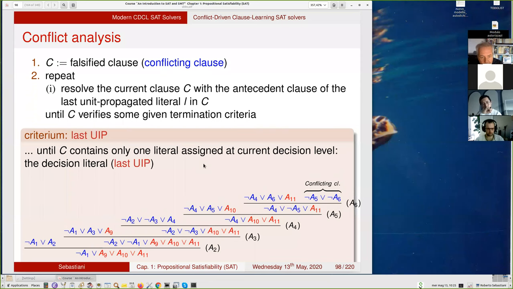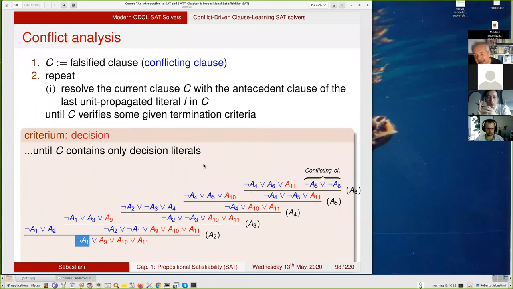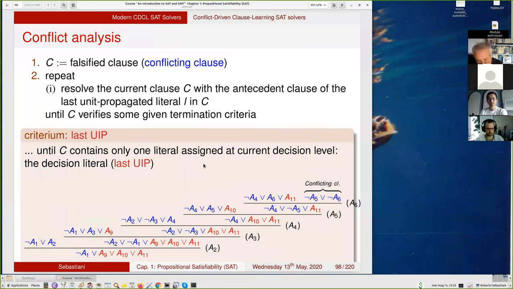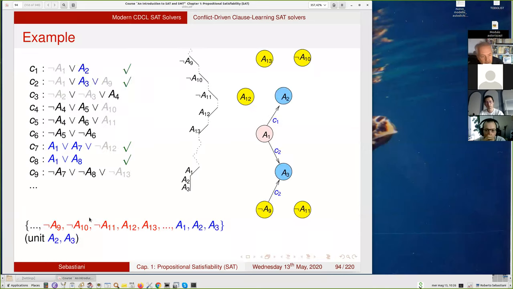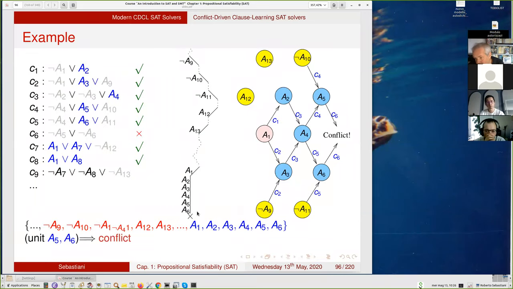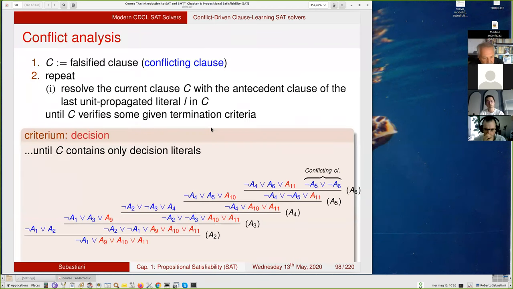Now, a slight variant on that is what's called the last UIP strategy, which appears to be identical, but there's a slight difference. You stop when the final clause contains only one literal assigned at the current decision level. Notice that only A1 was assigned at the last decision level, right? This is the last decision level. Well, what's the difference with the previous one? In this example, they are the same.